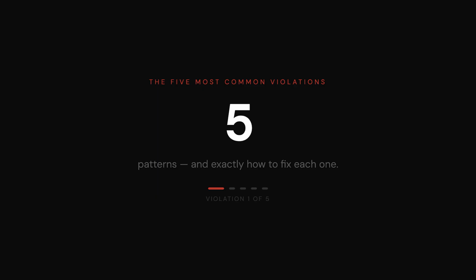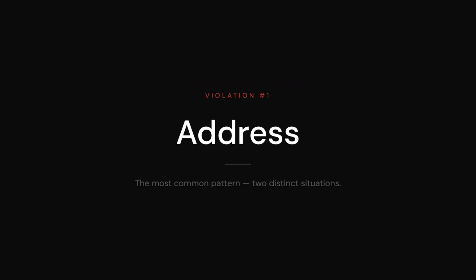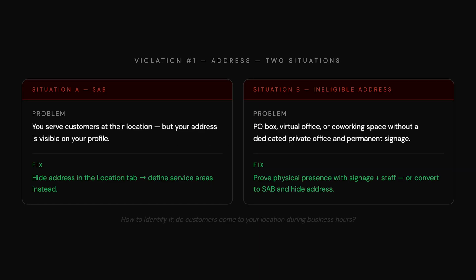So, if your Google business profile is suspended, be aware of these common suspension triggers. The first violation concerns the address. Address-related issues are one of the most common patterns we see in reinstatement cases, and there are 2 distinct situations.